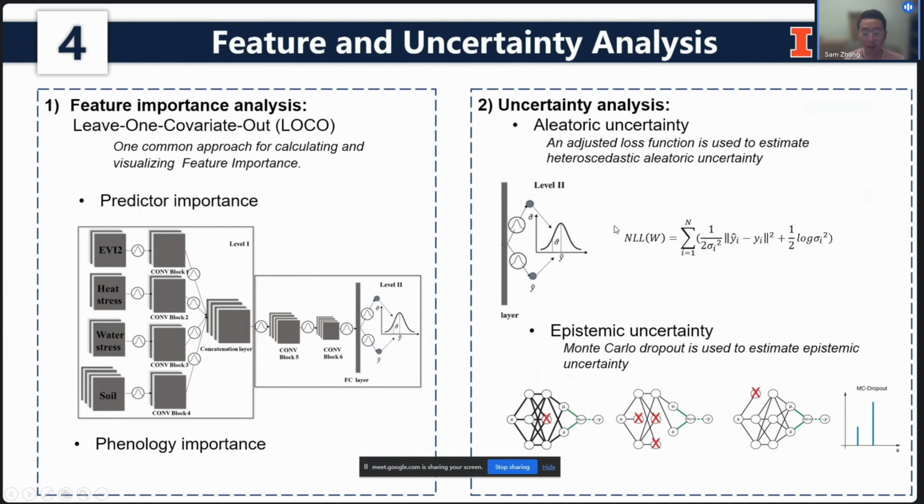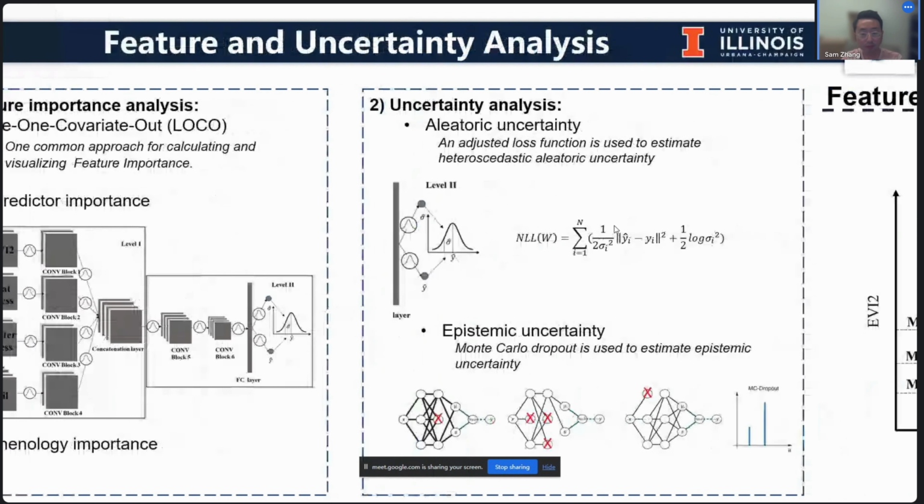And for the uncertainty part, because like we said, there are two different uncertainties. One is aleatoric uncertainty. For this one, we just adjust the loss function to help us estimate it. And we will also estimate epistemic uncertainty, which is more related to the model structure and model parameters.